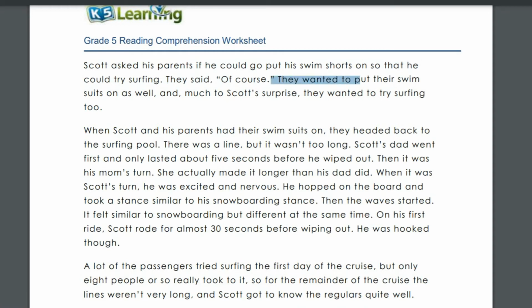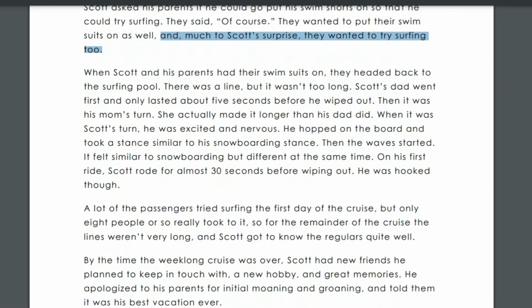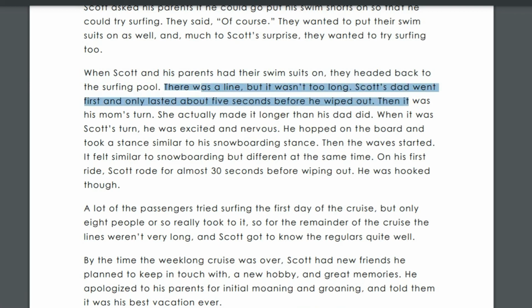They wanted to put their swimsuits on as well. And much to Scott's surprise, they wanted to try surfing too. When Scott and his parents had their swimsuits on, they headed back to the surfing pool. There was a line, but it wasn't too long. Scott's dad went first and only lasted about 5 seconds before he wiped out. Then it was his mom's turn. She actually made it longer than his dad did.